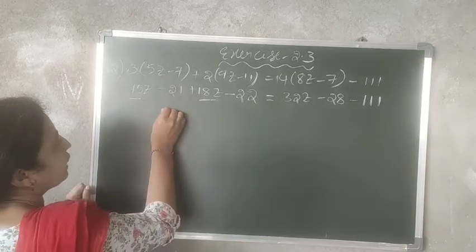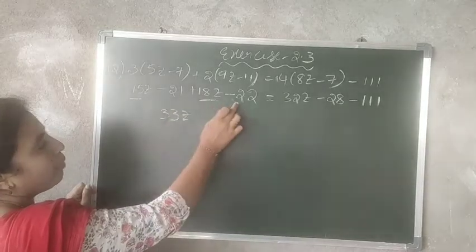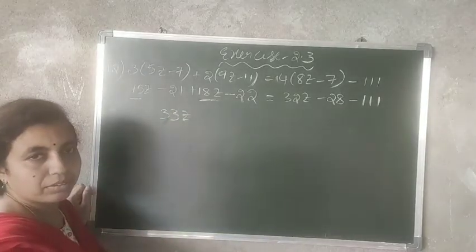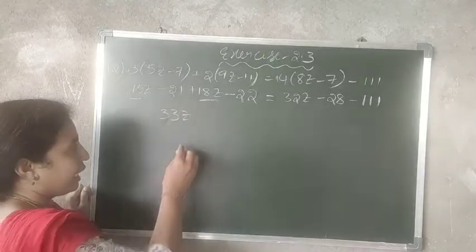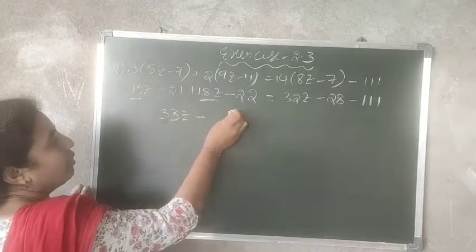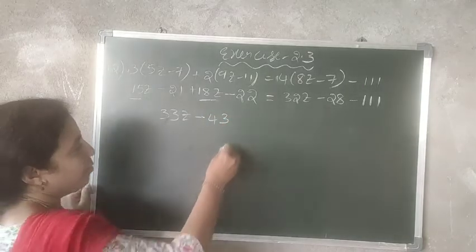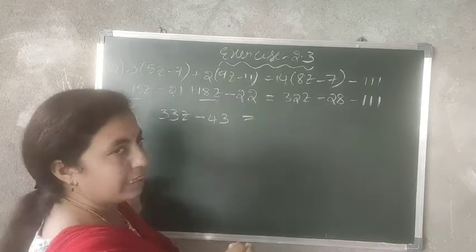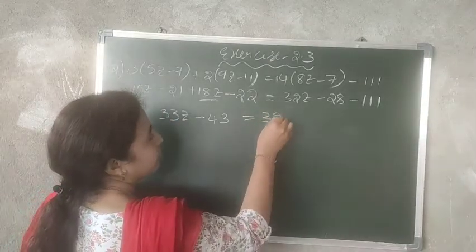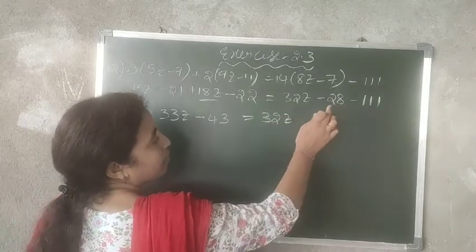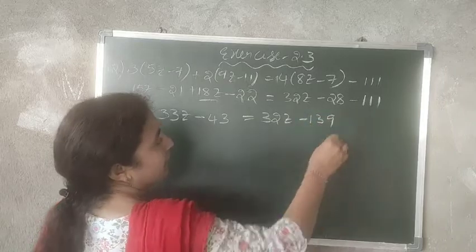15 plus 18 is 33z. Now minus 21, minus 22. These two are also like terms. Both are numerical terms, both are negative, so you should add them, but the sign will be minus only. 21, 22, 43. 33z minus 43 is equal to, and on the right side only one variable term is there, so write it as it is. And then we have two like terms, minus 28, minus 111, which is minus 139.